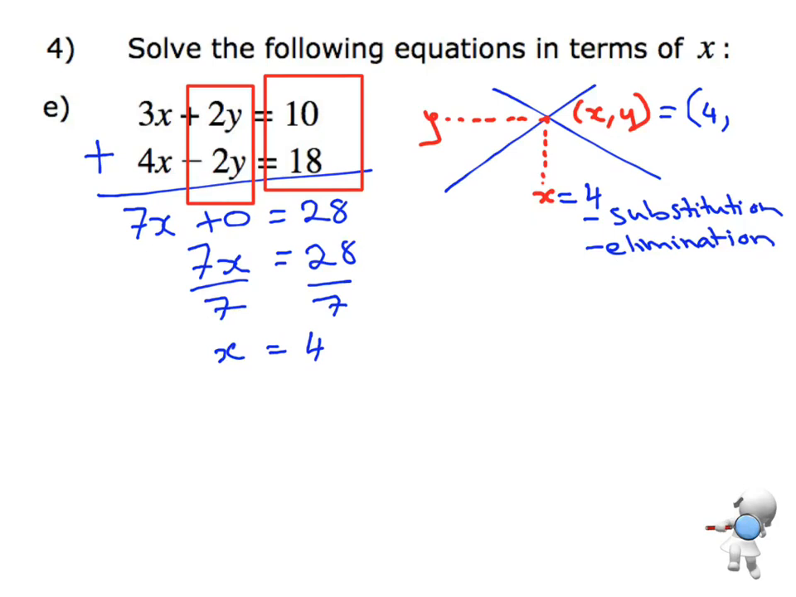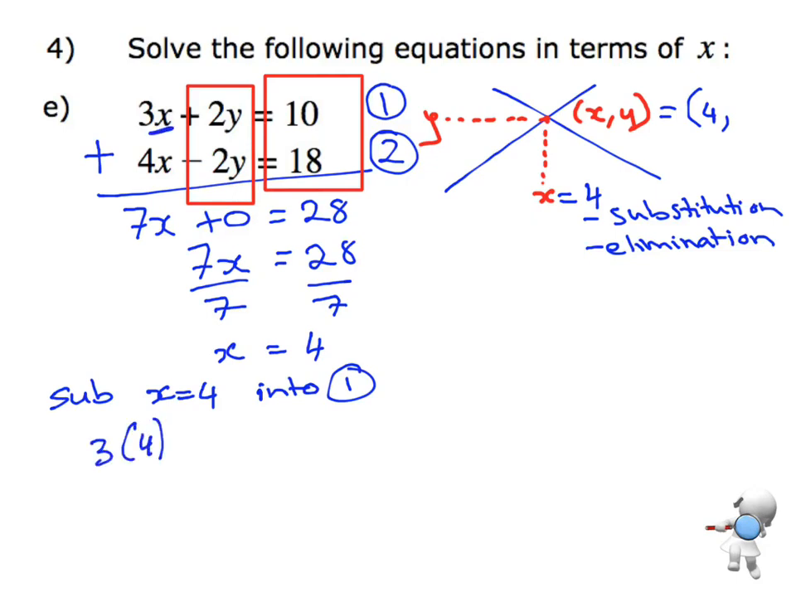Now I need to find the y value. That's the other part. So I am going to substitute x equals 4 into either equation 1 or equation 2, it doesn't matter which one I use. I'm going to use the first one just because it's the first one, but equally you could use the second one. So I substitute that into equation 1, and that gives me 3 times 4, because I'm replacing that x with 4, 3 times 4 plus 2y equals 10.